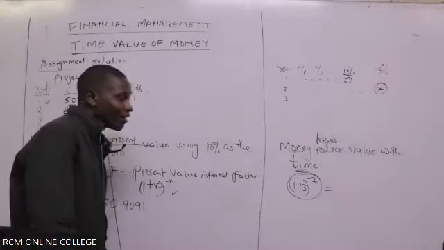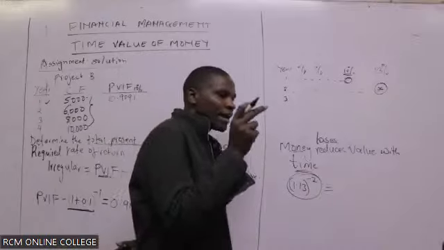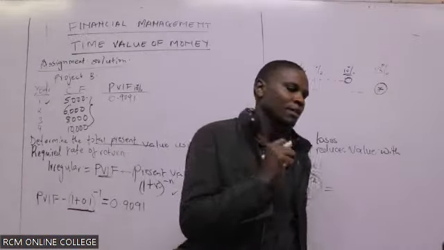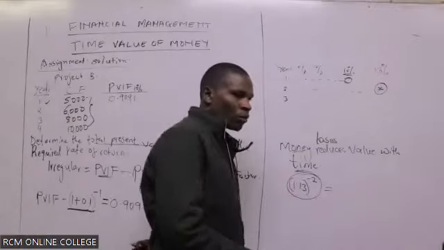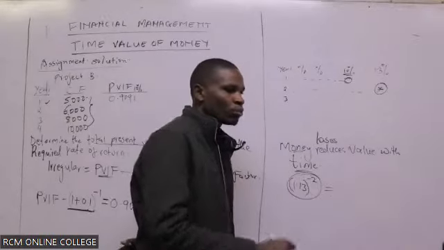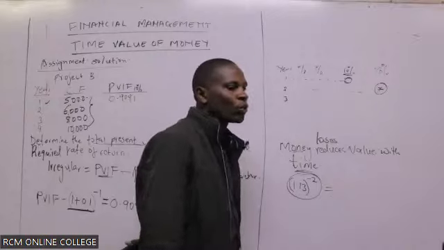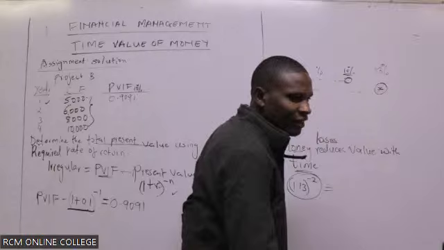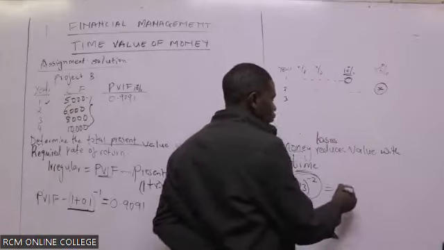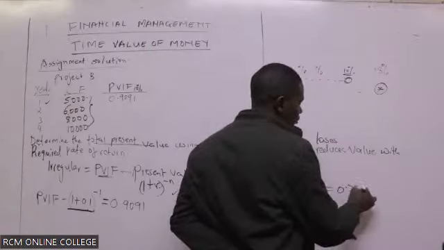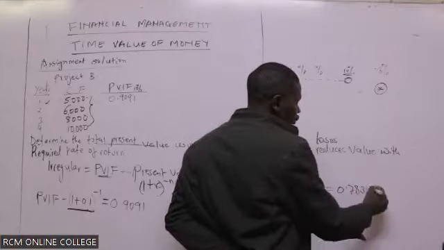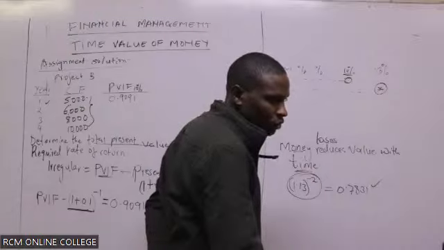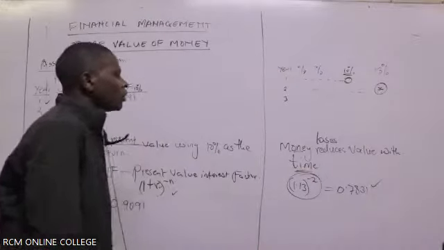Okay, that's why I tell you it's good to know how to use both. Sometimes some values are not available. So how much is this? 1.13 raised to power negative 2. She was correct. So it is 0.7831. So if you ask Jane, she was able to use a calculator.